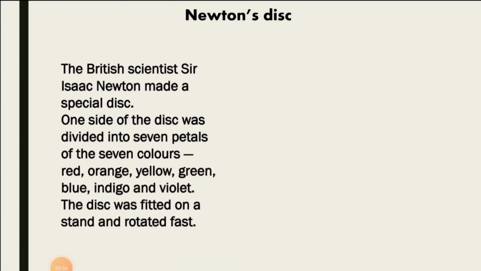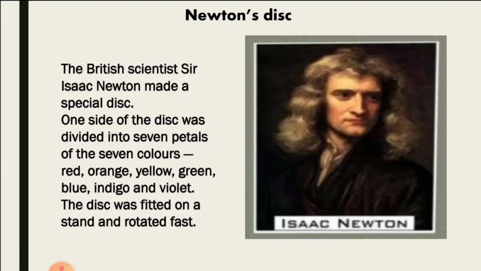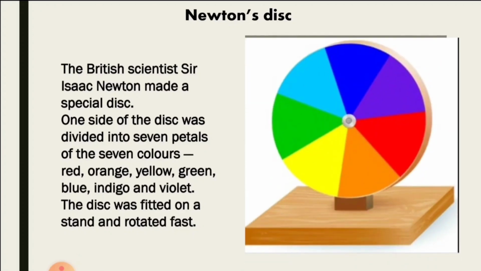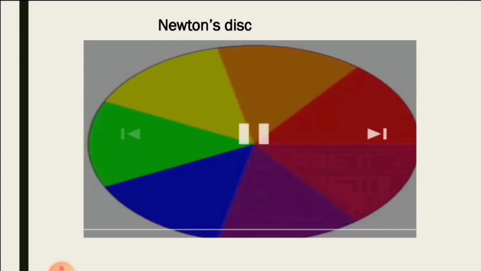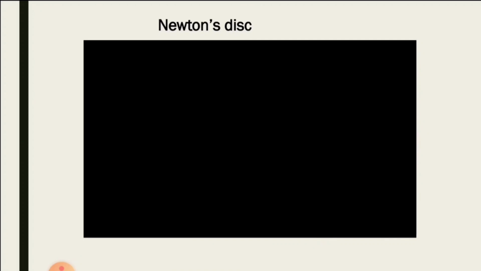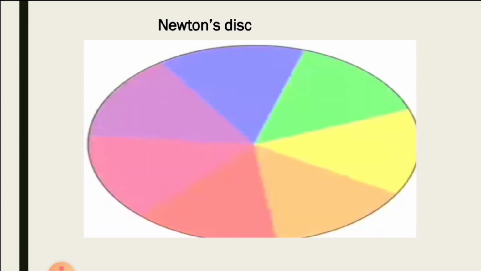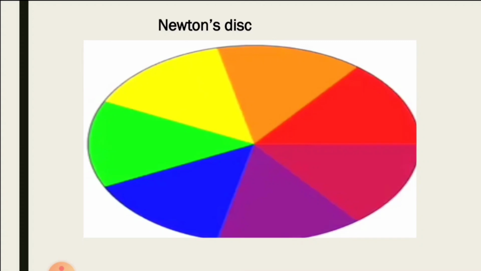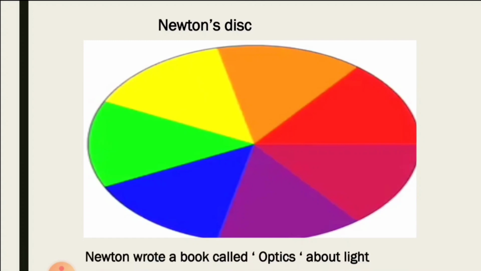Newton's disk. A British scientist, Sir Isaac Newton, made a special disk. One side of the disk was divided into 7 petals of the 7 colors, that is red, orange, yellow, green, blue, indigo and violet. This disk was fitted on a stand and rotated fast. When it is rotated, the 7 colors disappeared and only white color was seen. This proved that sunlight is made up of 7 colors. That is why the disk is known as Newton's disk. Newton wrote a book called Optics about light.